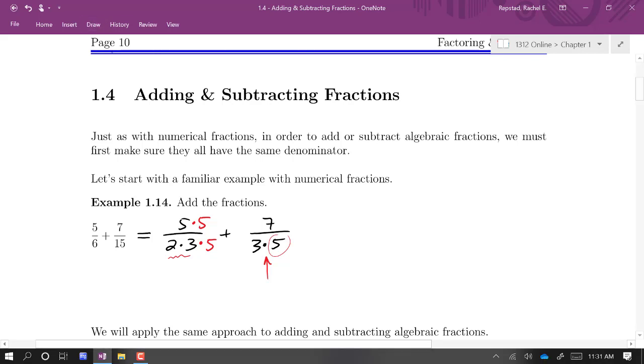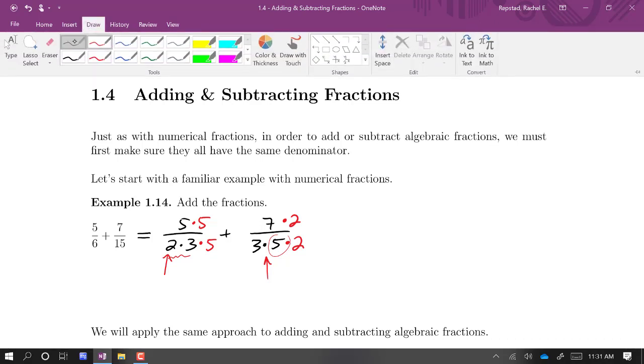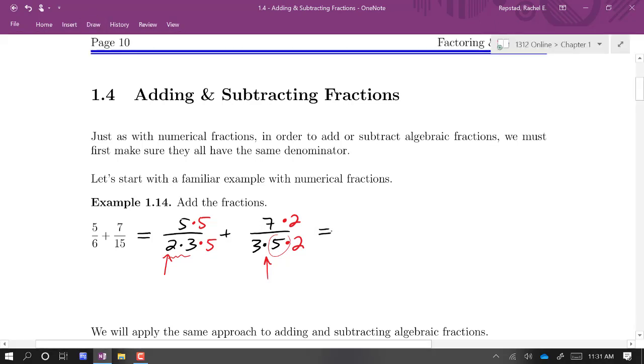And then I turn around and do the same thing with the other fraction. Any factors in the first denominator that are not present over here in the second? That's the factor of 2. So I want to give this a factor of 2, which I'm allowed to do as long as I also multiply by 2 up top. So now my common denominator is 2 times 3, 6, times 5 is 30.